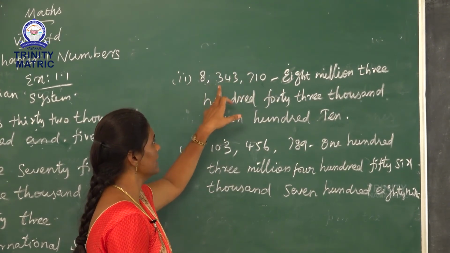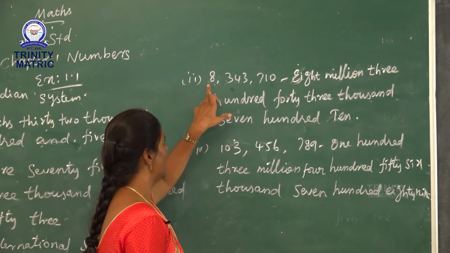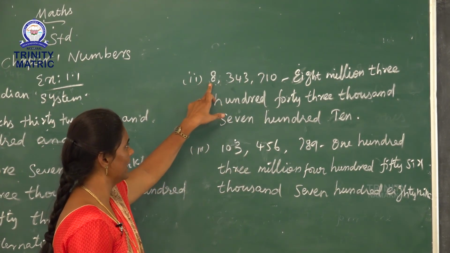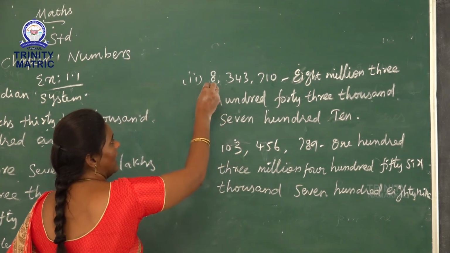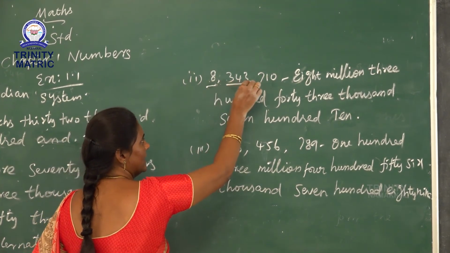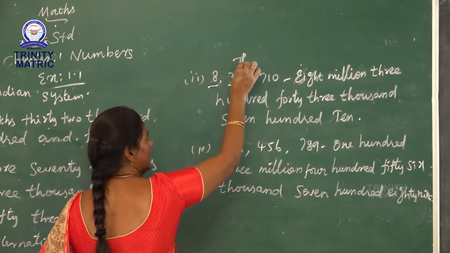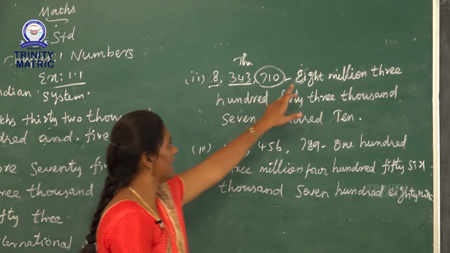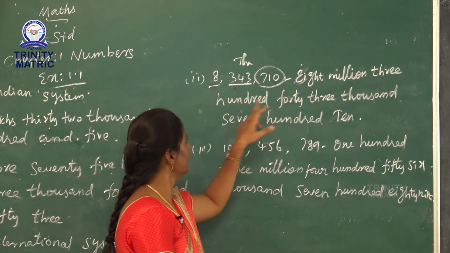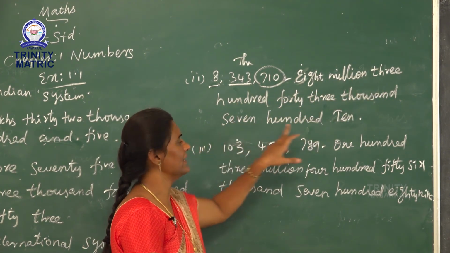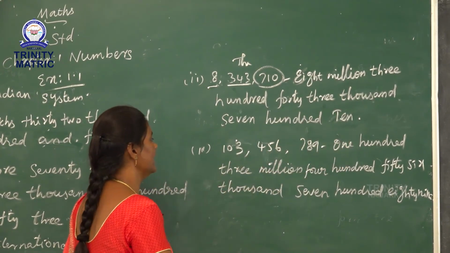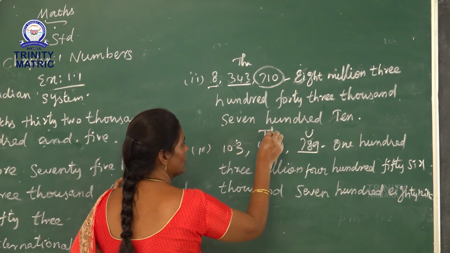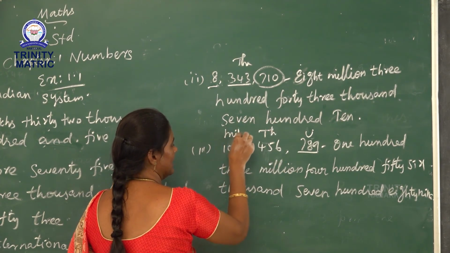Then the next number: here 710 is in the ones place, 343 is in the thousands place, and 8 is in the million place. So we write the number name: 8,343,710.